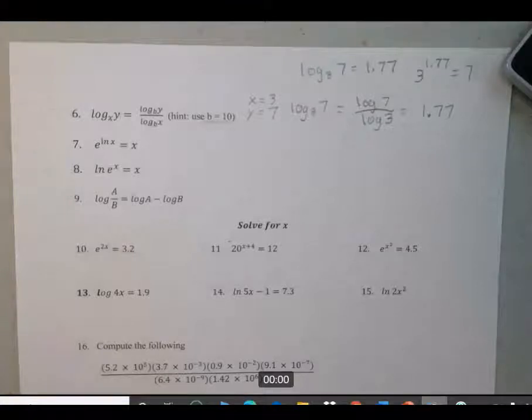So the change of base is kind of a nice principle that allows you to do any base on your calculator by converting it to base 10. That's really what that comes down to.